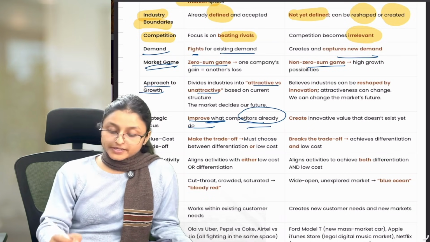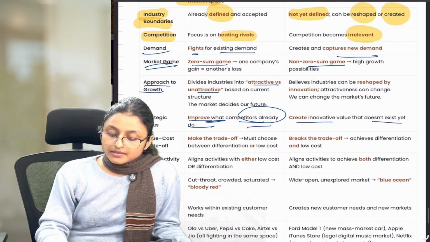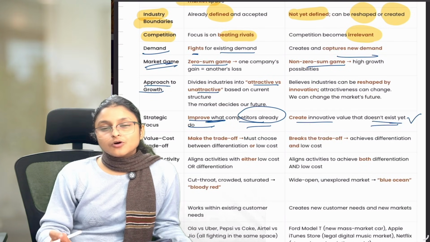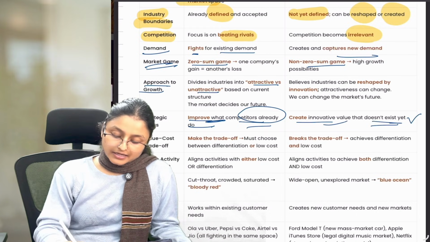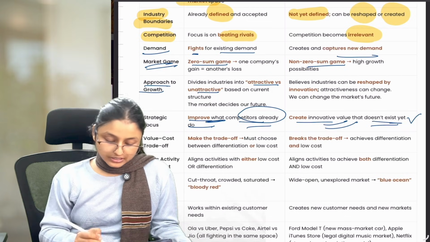But when you go for innovation, you create something that doesn't exist yet. Till now, that particular product was not at all available. You were the one who created it, and that is why here innovative value is created.